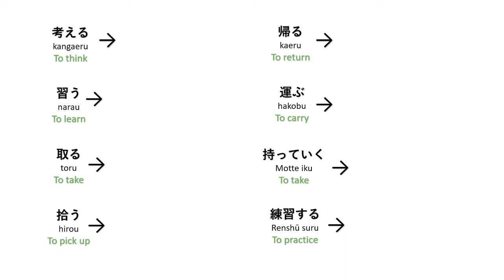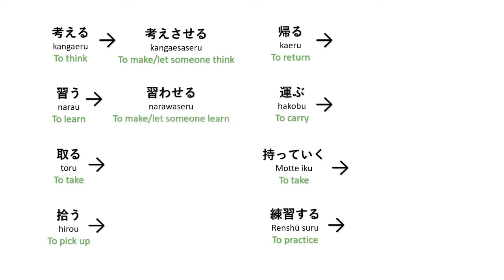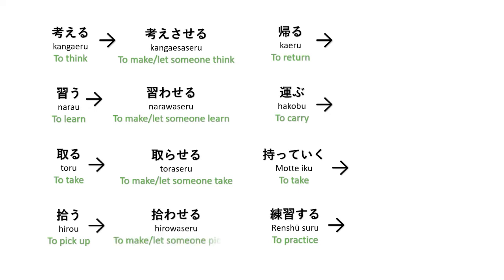Okay, for the next batch. Kangaeru becomes kangaesaseru. Kangaesaseru to make or let someone think. Narau becomes narawaseru. Narawaseru to make or let someone learn. Toru becomes toraseru. Toraseru to make or let someone take. Hiro to pick up. Hiro becomes hirowaseru. Hirowaseru to make or let someone pick up.